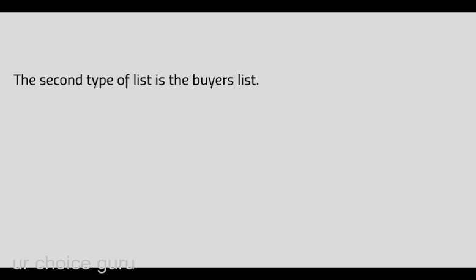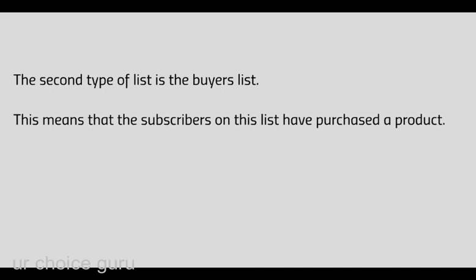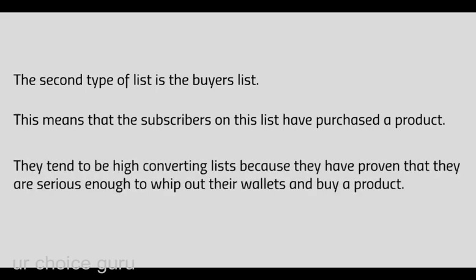Now, the second type of list is a buyer's list. This means that the subscribers on the list have actually purchased a product. So say, for example, somebody lands on your sales page. You're selling them something like a $7 or $17 item or whatever price point it is. They buy it and are added to your list. So that is basically a buyer's list. Now, these types of lists tend to be very high converting because they have proven that they are serious enough to whip out their wallets or their credit cards and buy a product.